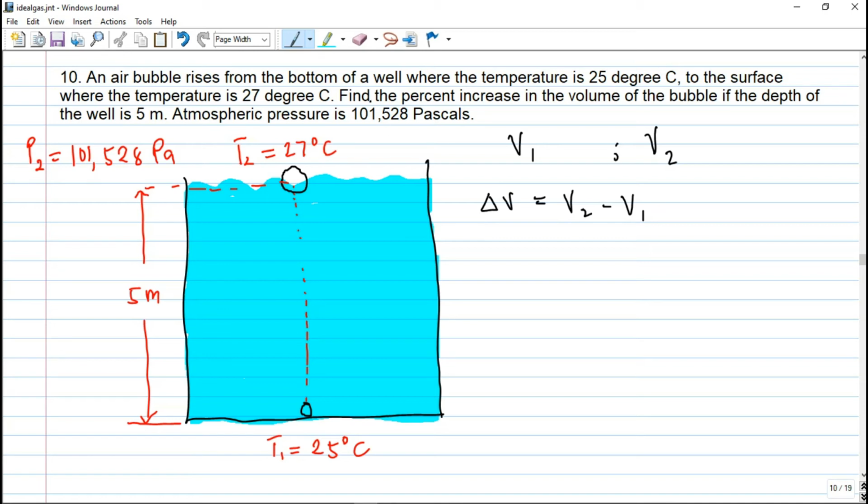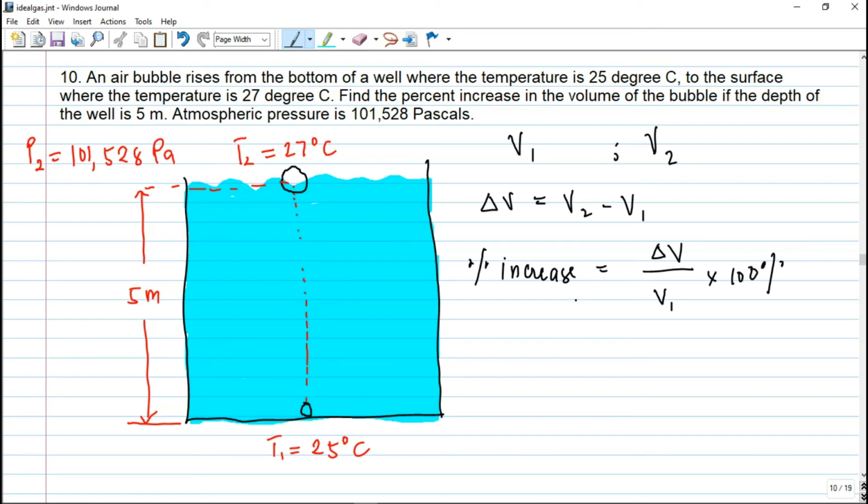Now dito sinasabi na find the percent increase in the volume of the bubble. Okay, so yung percent increase is on the basis of your initial volume. So yung percent increase is just equal to your change of volume divided by the initial volume. So i-times 100% natin yan. Para ang unit niya is in percentage. So we need to find this V sub 2 and V sub 1 to find that percent increase.